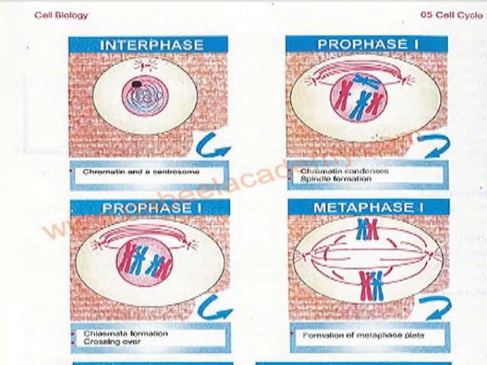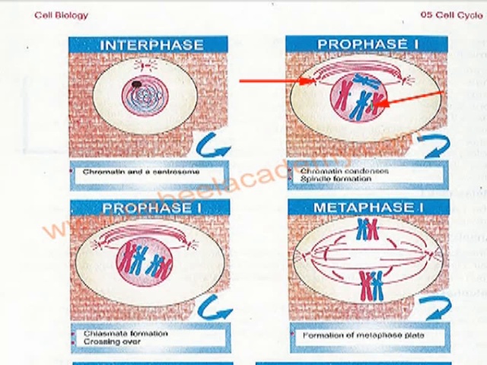So the first stage is the interphase. After the interphase, the second stage is the prophase. What happens during the interphase? You can only see the chromatin and the centrosome. The chromosomes are not visible. In the prophase, the chromatin gets condensed. See, this is the chromatin, it gets condensed.